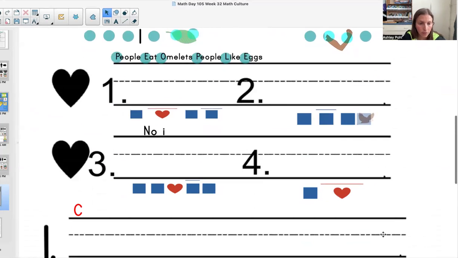Moving on to our heart words. Our first heart word is the word people. People. 2-syllable word. And it's got that final stable syllable at the end. P, E, P, U-L. But remember, we need another vowel next to that E to make it say E. So 2 vowels go walking, first one does the talking. That's why the heart is here. And if you can't remember how to spell this word, just think of people eat omelets. People like eggs. People.